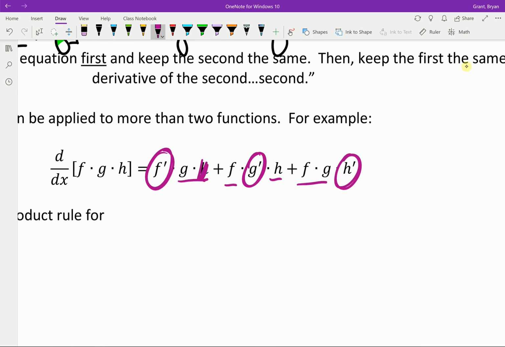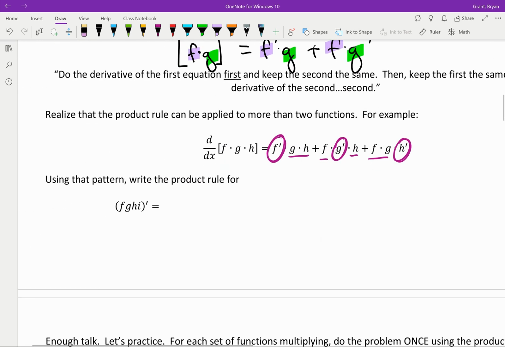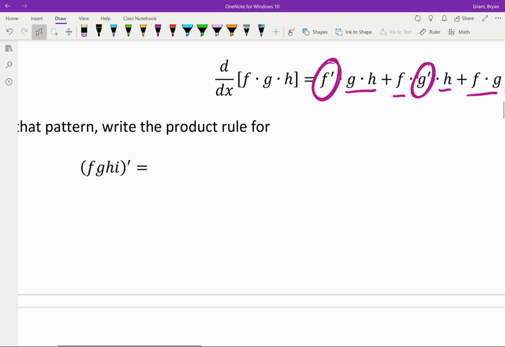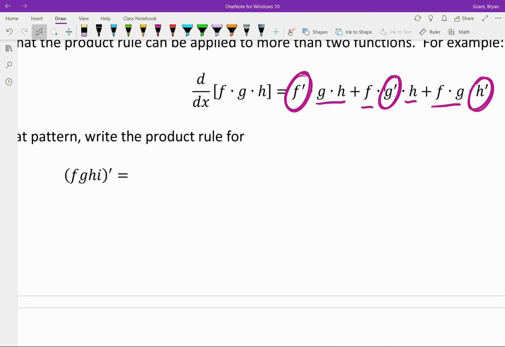If you didn't have an h in here, there's your product rule. So nothing too terrible. In fact, we could even do it for four functions multiplying if you wanted. Now, you really never get asked with three functions or four functions multiplying. It's just kind of cool to play with the pattern. So I bet you'd realize there's probably four terms, and we'd write out f, g, h, and i in each one of these four terms.